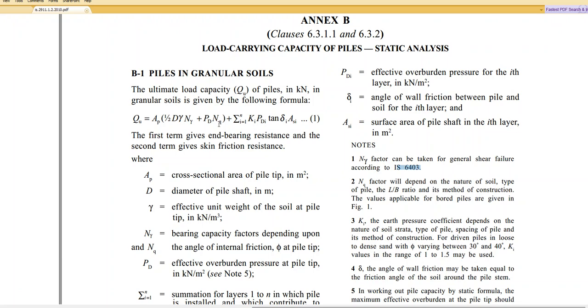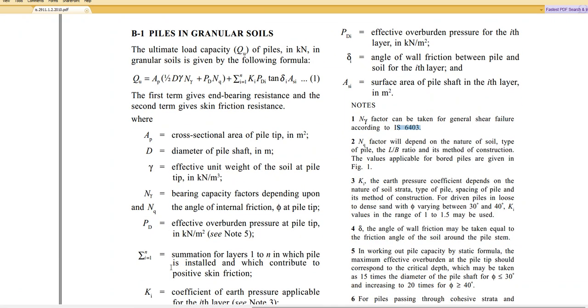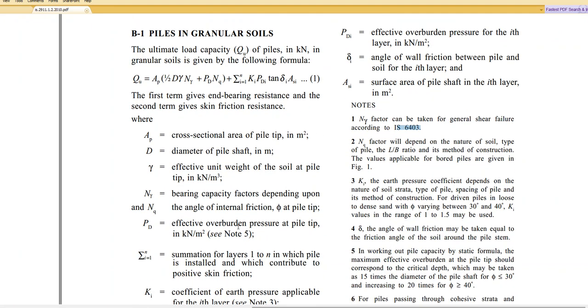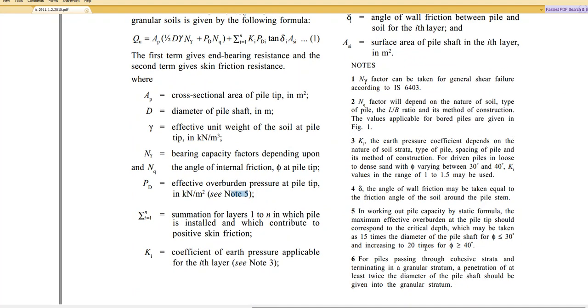Phi means angle of internal friction. So we have PD. PD is what? Effective overburden pressure for the ith layer, and here also effective overburden pressure at the pile tip. So PD, there is a trick in calculation of PD. You see this note 5. In note 5, we have, in working out the pile capacity by the static formula, the maximum effective overburden pressure at the pile tip should correspond to the critical depth, which may be taken as 15 times the diameter of the pile shaft for phi less than or equal to 30 degree and increasing to 20 times for phi greater than or equal to 40 degree. So what does it actually indicate?